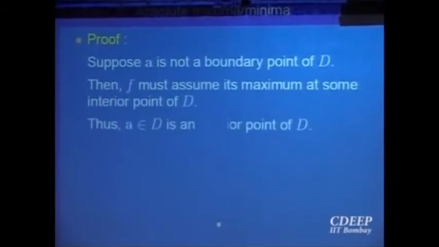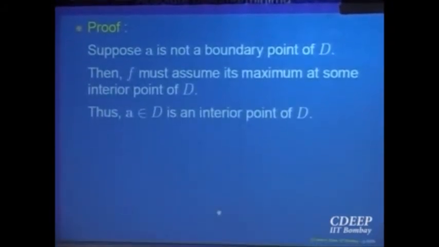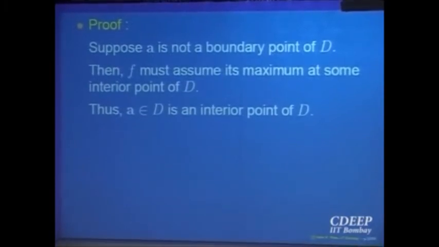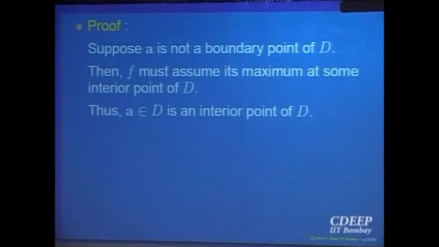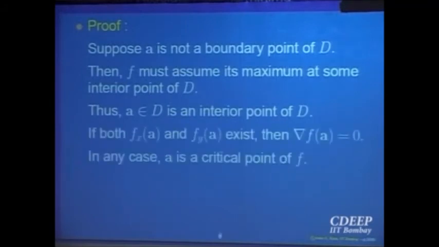So let us look at the proof, there is nothing much to say, it is just English only. So let us just skip. Because if it is not a boundary point, it must be an interior point. And at an interior point, absolute maximum is also a local maximum. So, right, it must be a critical point. The derivatives must be equal to 0. So that is okay.